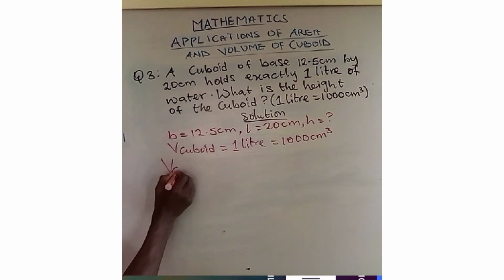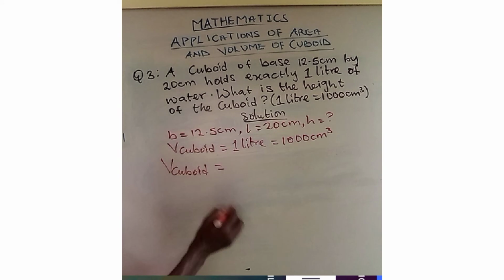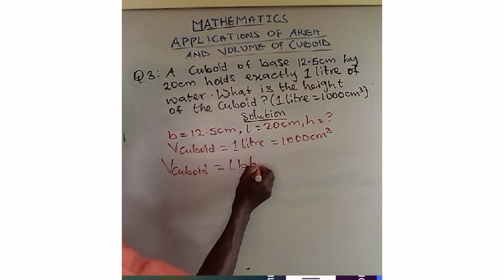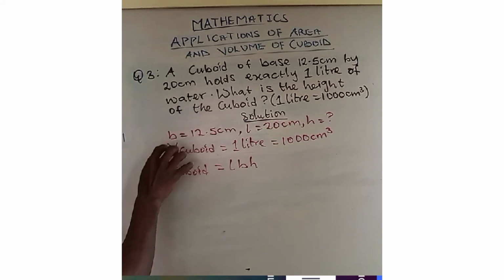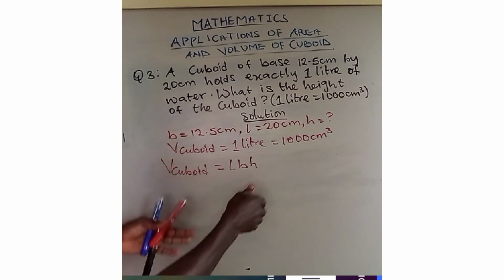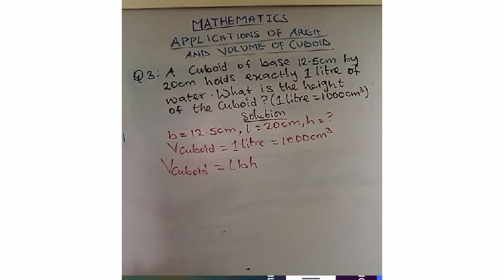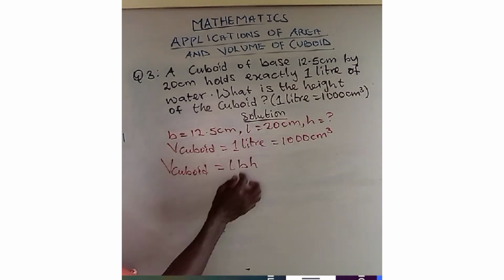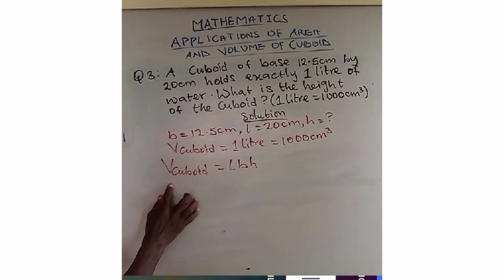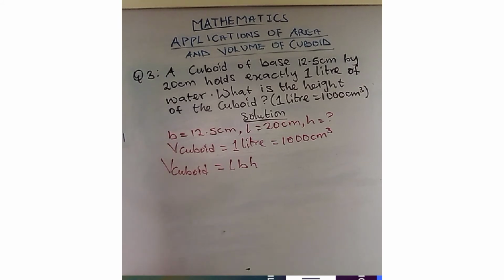So from this volume, we can get our height. Volume of cuboid is given as length times breadth times height. Now, we have to put the parameters where they're supposed to be. We don't just calculate in mathematics or in science. So where we have B, we put it there. Where we have L, we put it there. Where we have V, we put it there. So this will show us the direction to where we are going and how to get to our destination.